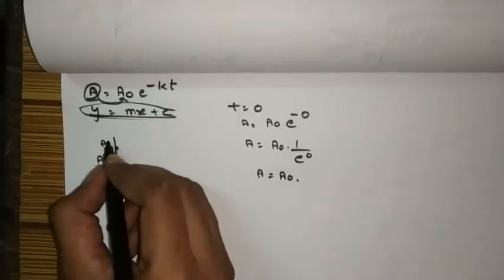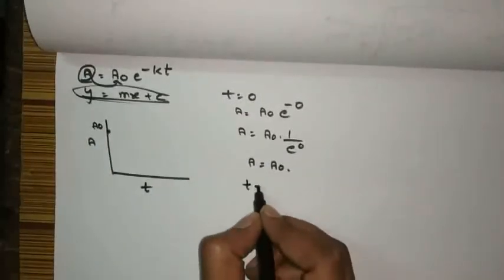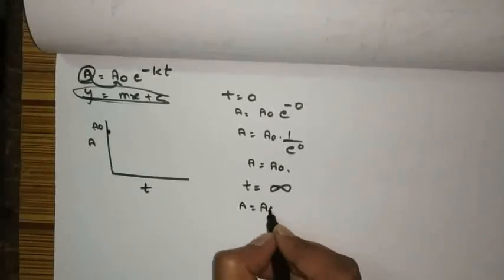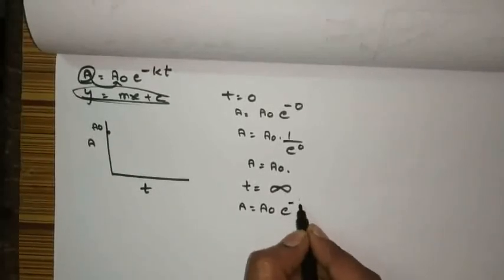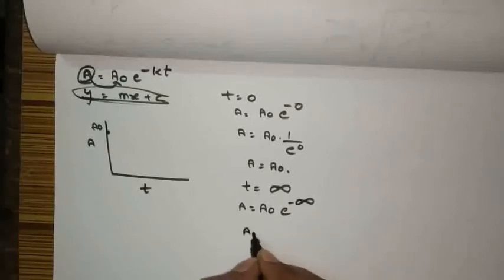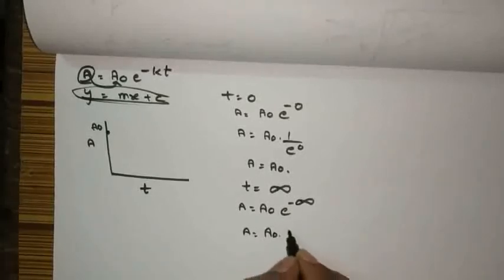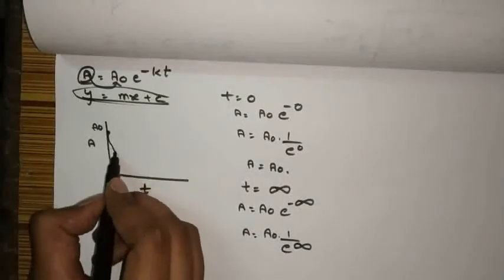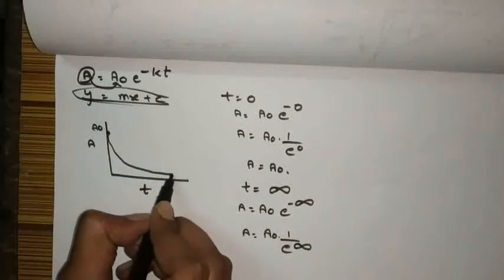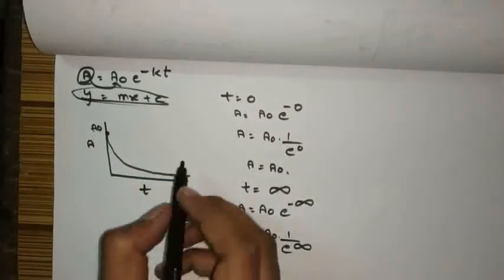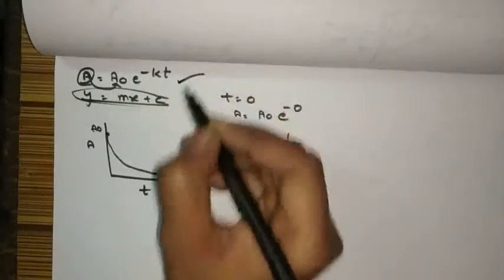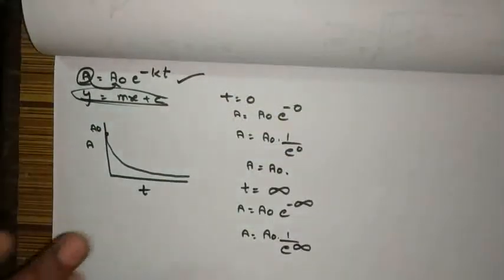So A naught. And when time is at infinity, what happens? A is equal to A naught into e to the power minus infinity. A is equal to A naught into 1 by e to the power infinity, which is equal to infinity. So it will never complete. From this equation only we can say that a first order reaction will never complete.